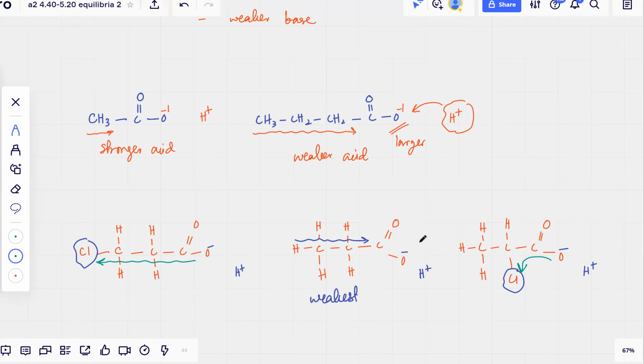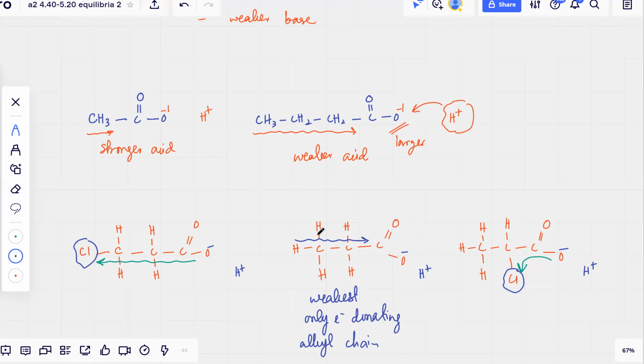Why? Because there's only an electron donating alkyl chain. There's no withdrawing effect. ये clear है सारों को? Yes or no? Yes. Achha, then these two are going to be good acids. These are relatively going to be stronger because the negative charge would be lesser.